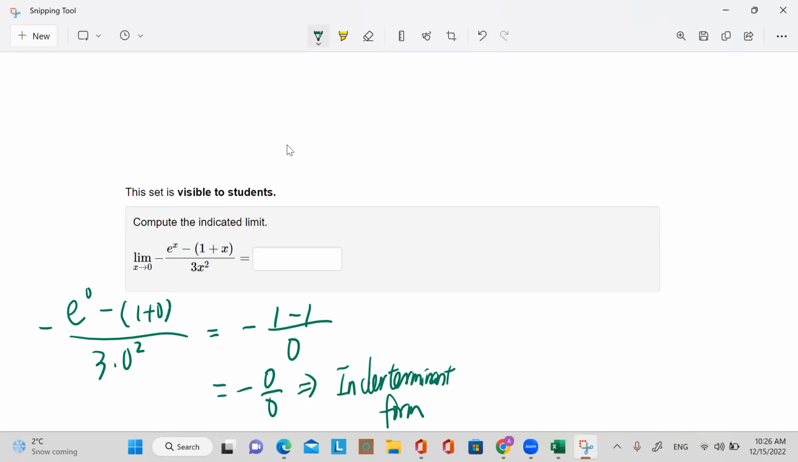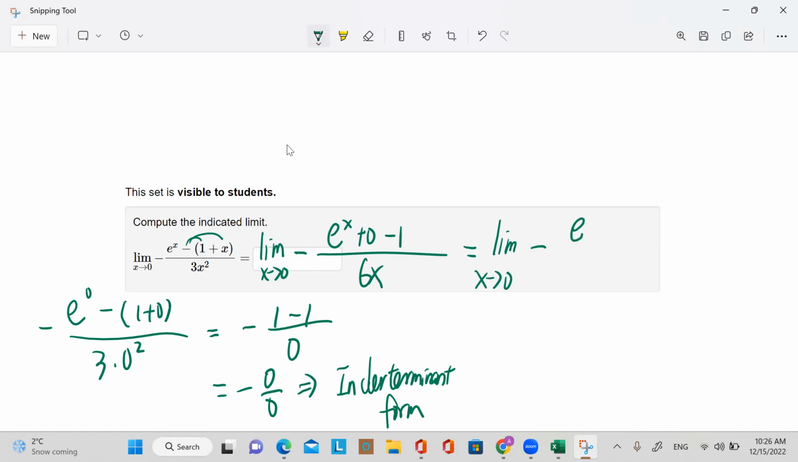Okay, so that means we can use L'Hopital's rule, meaning we simply take the derivative on top and the derivative on the bottom. The derivative on top: e to the x becomes e to the x, and the derivative of negative 1 is 0, and the derivative of negative x becomes negative 1. On the bottom will be 6x. Let's simplify a little bit: the limit as x goes to 0 of e to the x minus 1 over 6x.